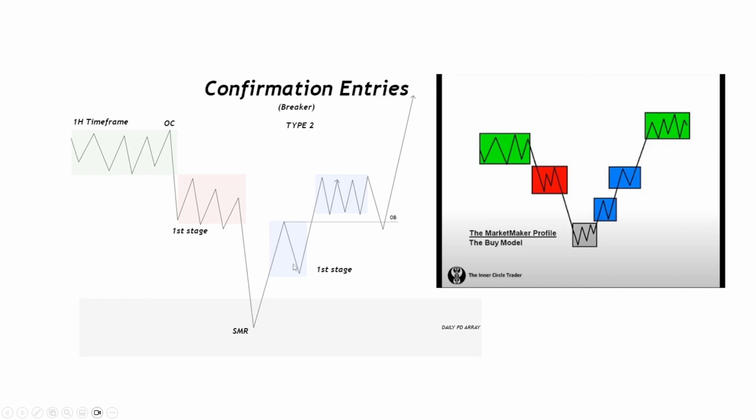But breakers with fair value gaps are usually the strongest, but because these entries are usually done within the first part of the move, you can expect some manipulation as well, so you have to be very precise when you're entering this.